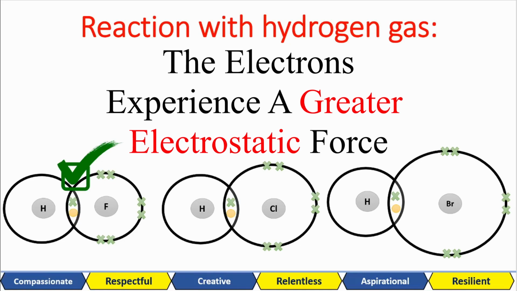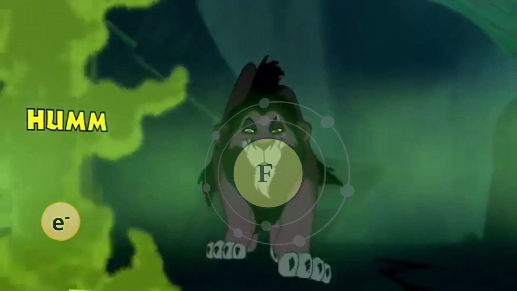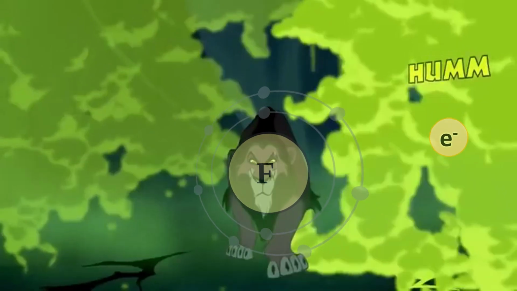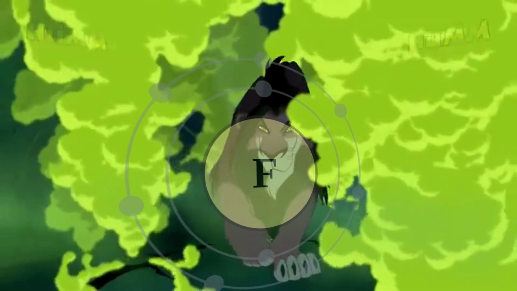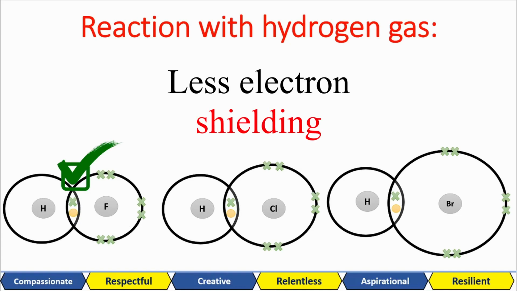This is why fluorine is one of the most reactive elements, if not the most reactive element in the universe, because it just moves around and yanks the electrons from anything. Also, there is less electron shielding. This is why bromine is so much larger than fluorine. It has 2 more electron shells inside it. Remember that we are only showing the outer shell electrons here.